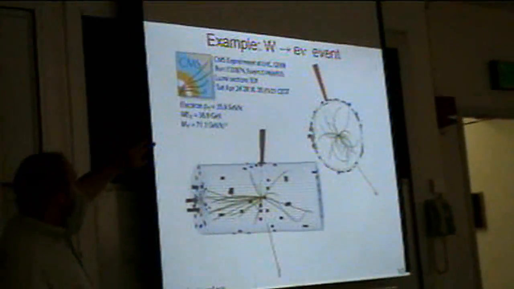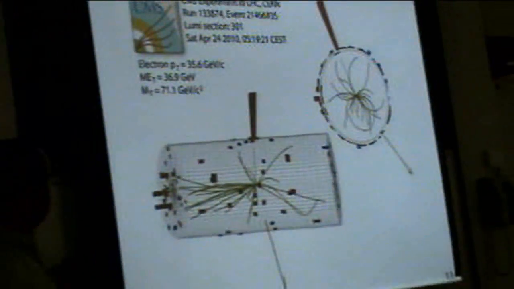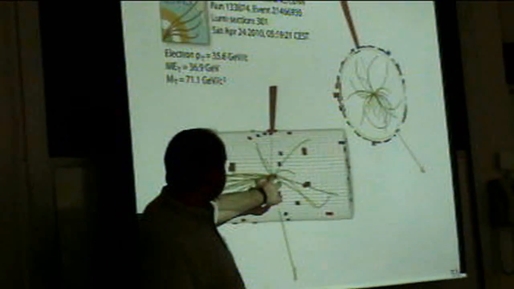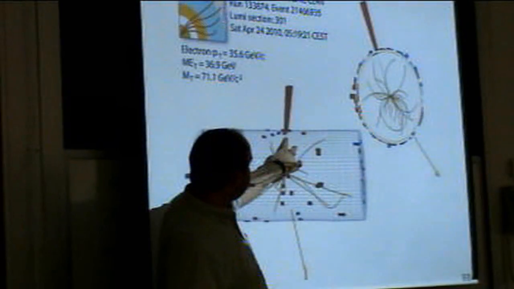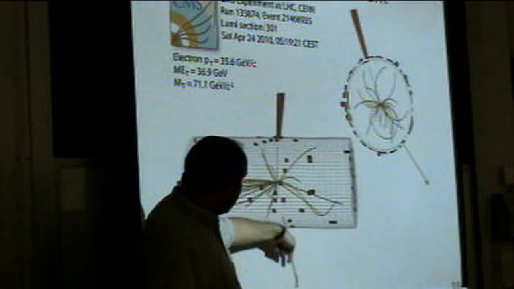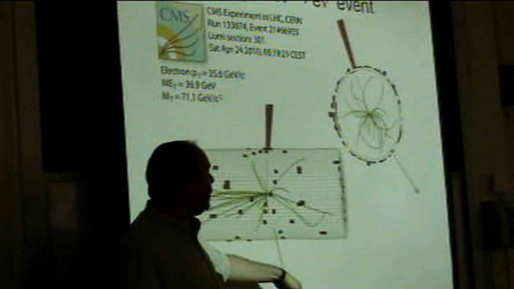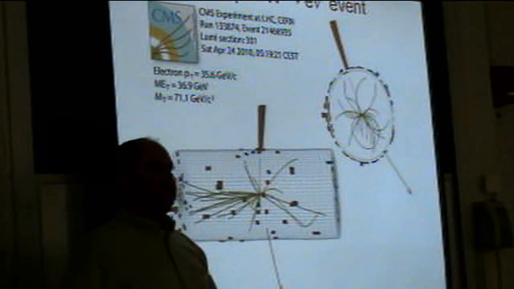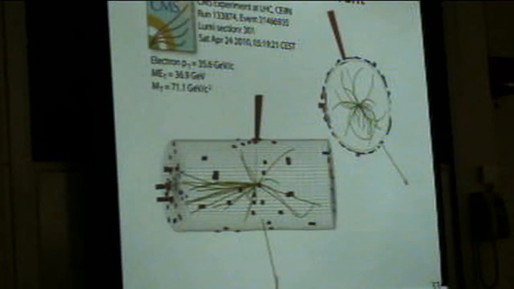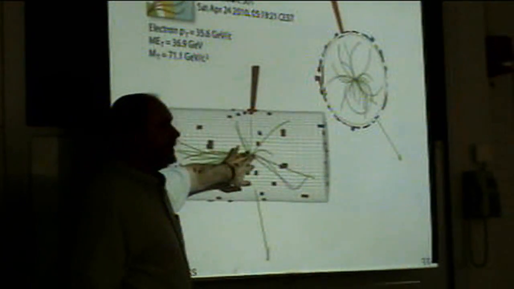So this is, for example, a W to electron neutrino. Here you have the end view, and here's a side view where protons are coming from here, and then they collide in here. You see that there was an electron emitted. This is the track that went up, and a lot of energy was deposited in the calorimeter. And here you have a yellow arrow, which gives you the missing energy. This yellow arrow signifies where the neutrino went. So in this case, you can tag this event as a W going to an electron and a neutrino.